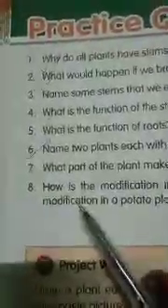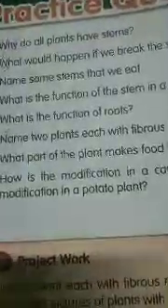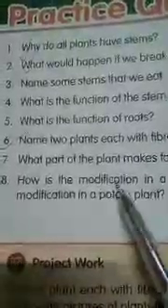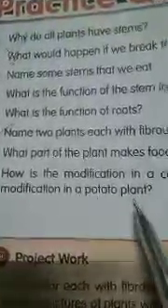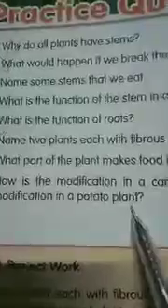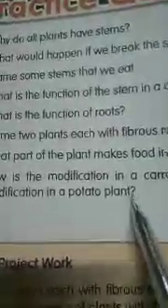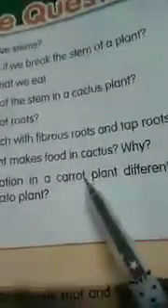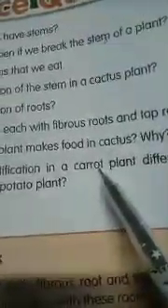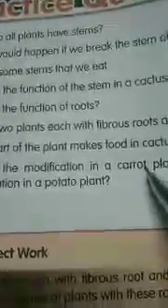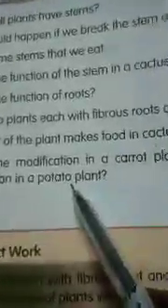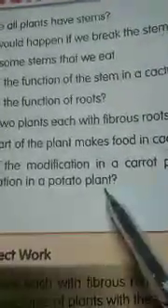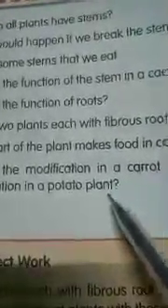The stem is green by the presence of chlorophyll to make the food for the plant. Right? Now 8th one. How is a modification in a carrot plant different from a modification in a potato plant? So how will it be different? In the carrot plant, food is stored in the root. Hence, it is a root modification. Right? In the potato plant, food is stored in the stem. So, hence it is called a stem modification.